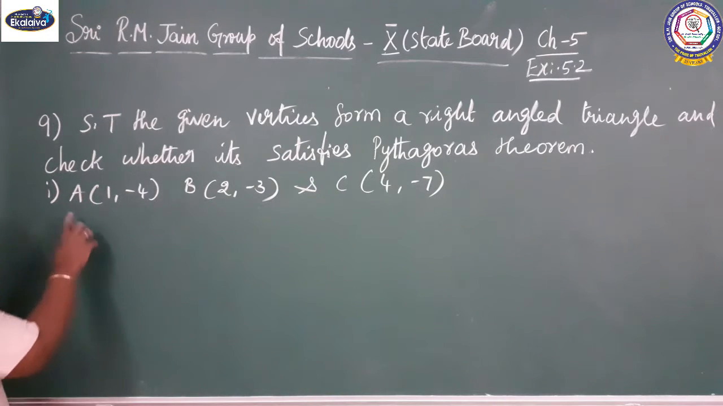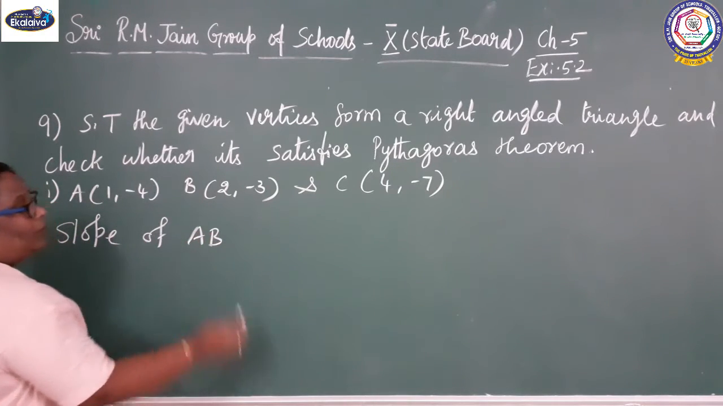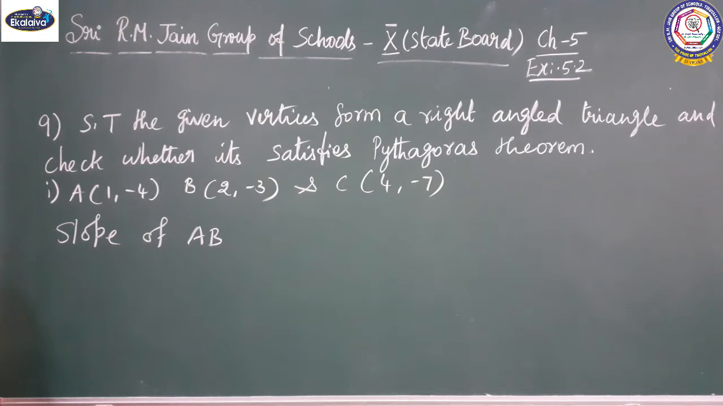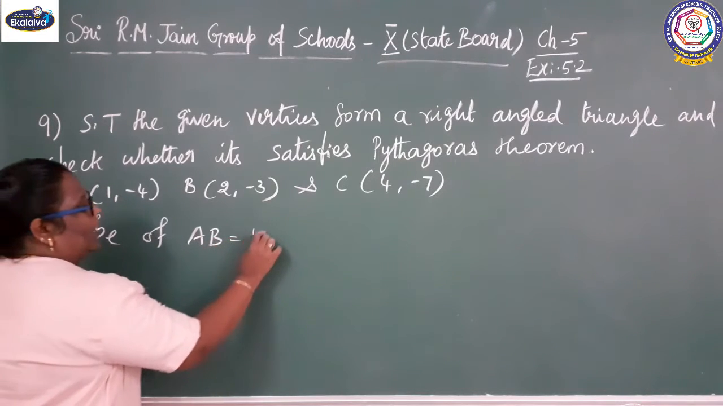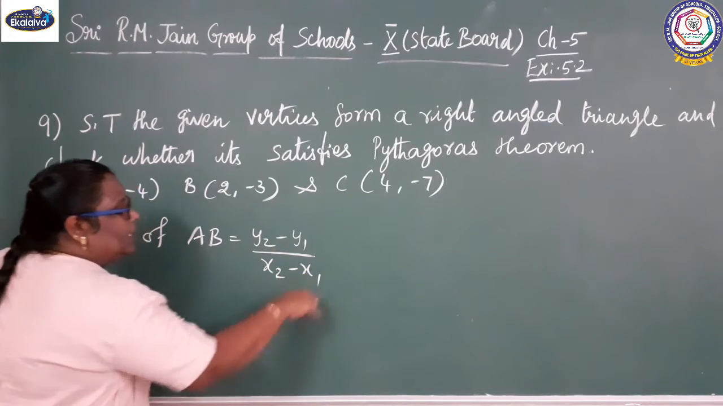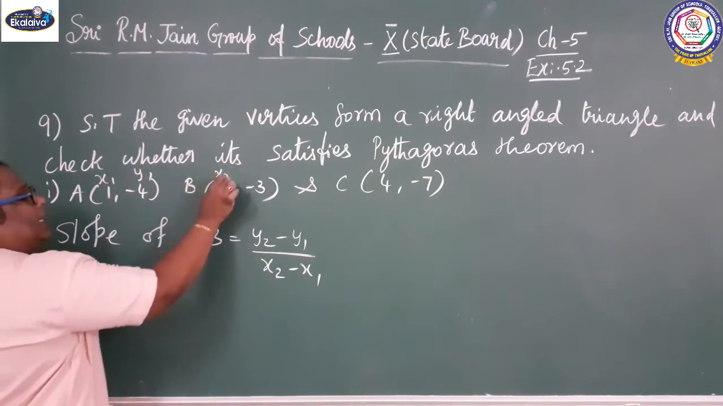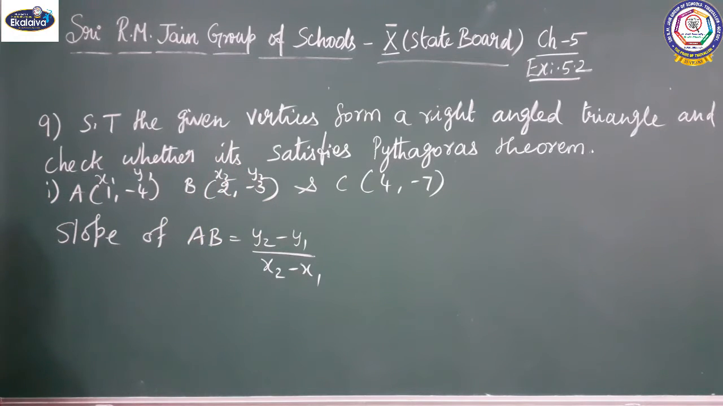See here, first you can take these two values. Slope of AB. What is the formula for slope M? Y2 minus Y1 by X2 minus X1. You can mark this as X1, Y1 and X2, Y2. So slope of AB.